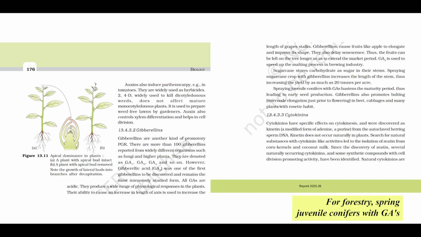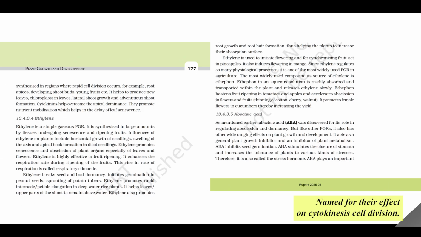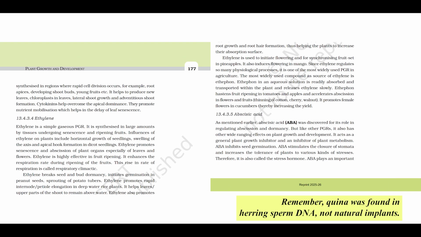Absolutely. For forestry, spraying juvenile conifers with GAs hastens maturity, leading to early seed production. Good for breeding. And they promote bolting, that rapid stem elongation before flowering in rosette plants like beets and cabbages. Making the stem shoot up. Exactly. So GAs are primarily the elongation or tall growth hormones. Third, cytokinins, named for their effect on cytokinesis, cell division. Remember, kinetin was found in herring sperm DNA, not natural in plants. But natural ones like zeatin were found later in corn kernels and coconut milk.